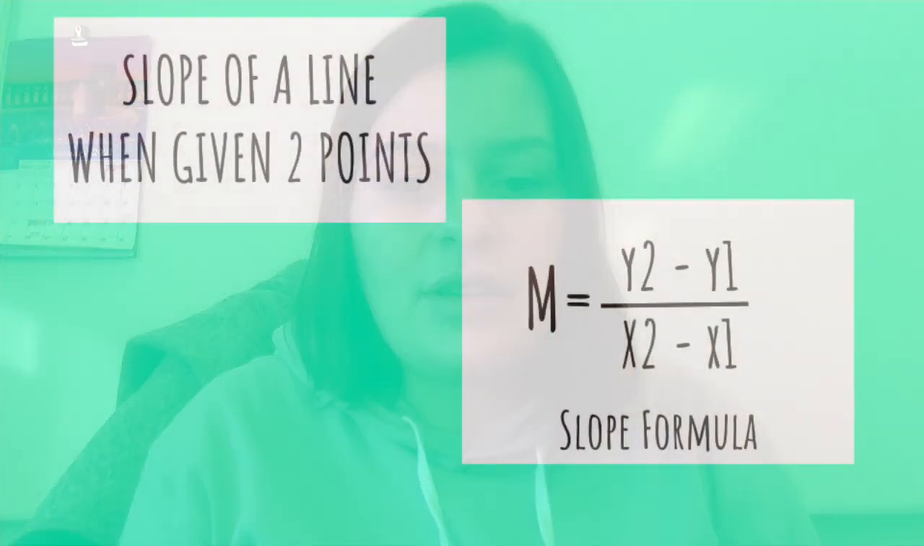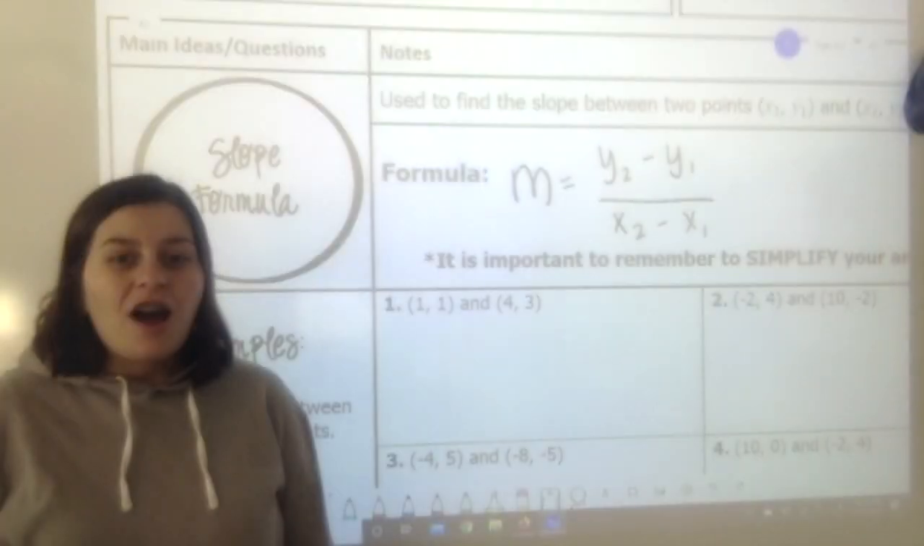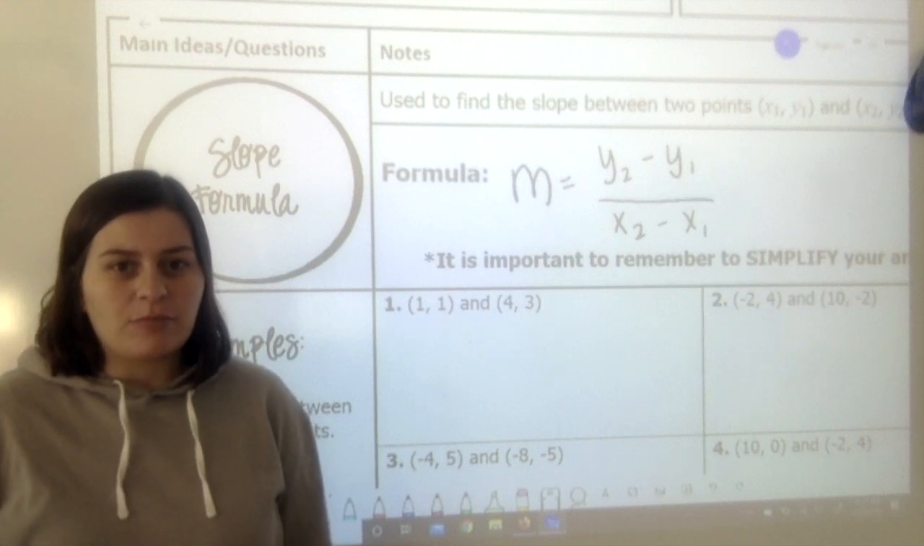Let's take a look at the slope formula here. m is the letter that we use to represent the slope. So m, or our slope, is going to be equal to y2 minus y1 over x2 minus x1. Alright, now let's try an example.